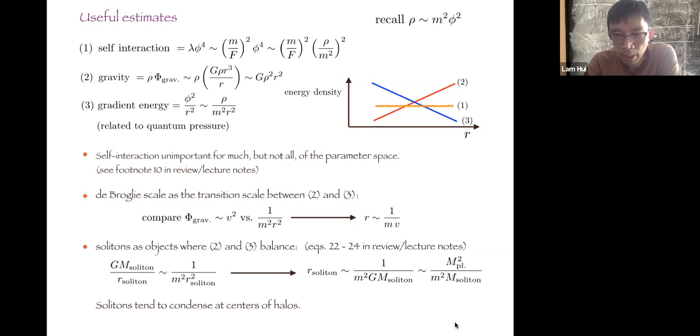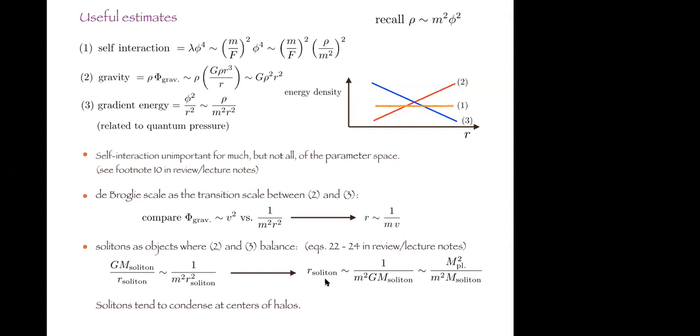And the mass of the soliton seems to scale with the mass of the halo. From numerical simulation, it seems to scale as the mass of the halo to the 1/3 power. I didn't write that down here. But essentially, the more massive the halo, the more massive that soliton, which also means, from this equation, that it is going to become more compact.